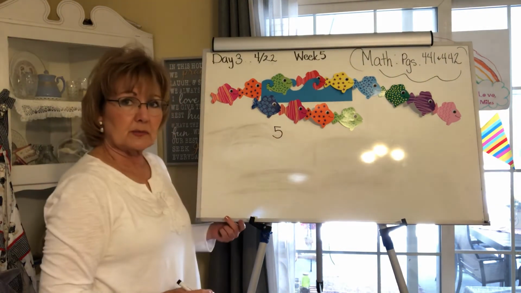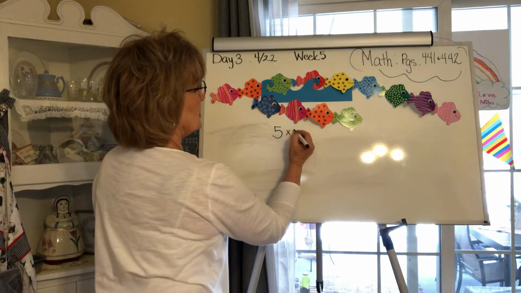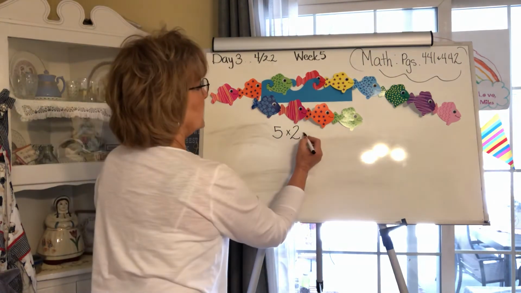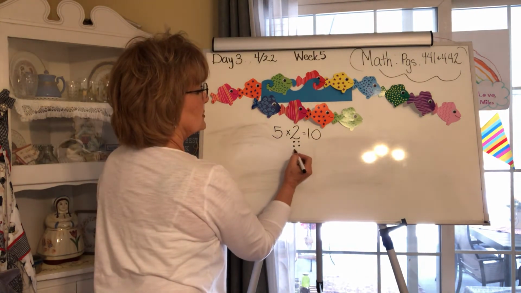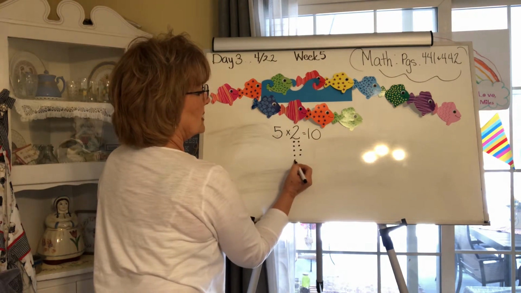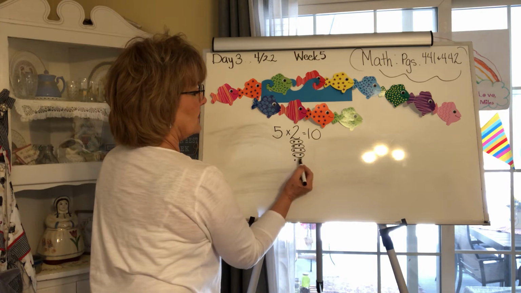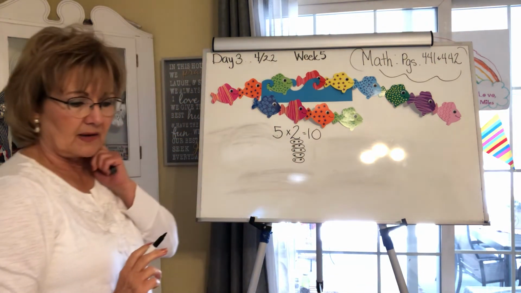So the multiplication problem would be 5. The number of groups goes first. The number of each of those repeating 2's equals 10, right? 5 times you have 2. 1, 2, 3, 4, 5. 5 times I have a 2. 2, 4, 6, 8, 10. 5 times I have a 2.